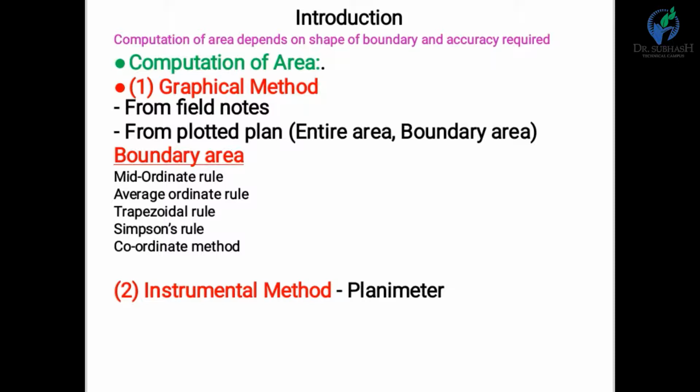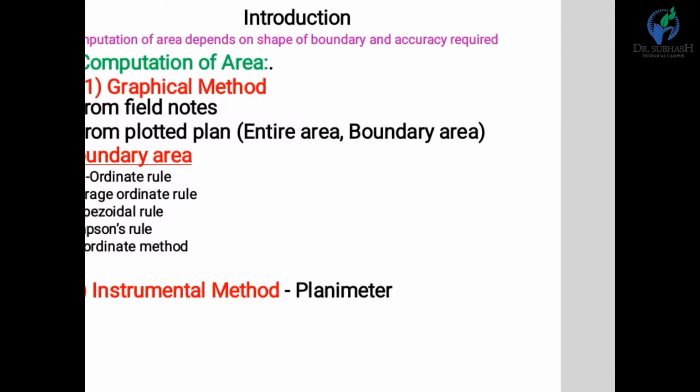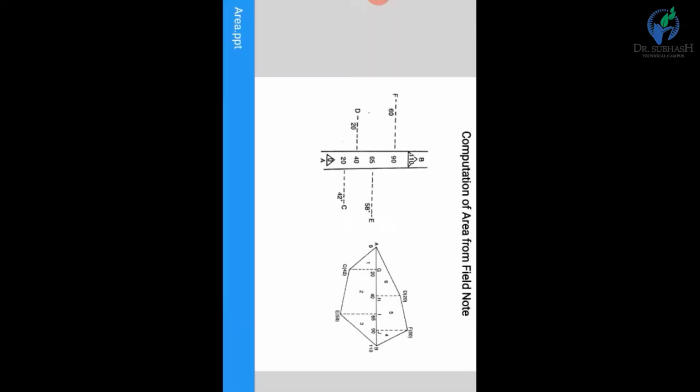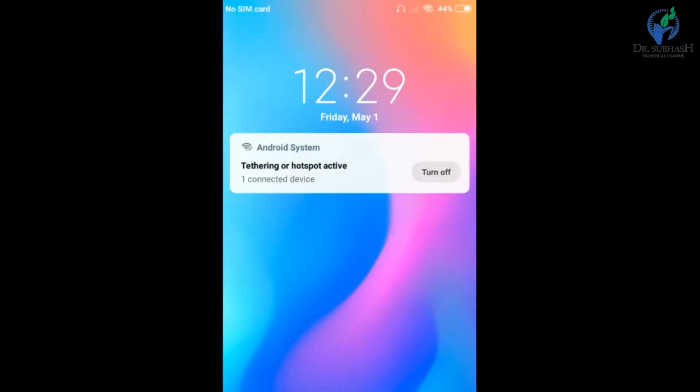Next is the instrumental method, measured by using the planimeter. In that method, we use an instrument called the planimeter. In the figure, we see some offsets from the baseline, and we divide the whole area and boundary into a number of known shapes like triangle, rectangle, and parallelogram.